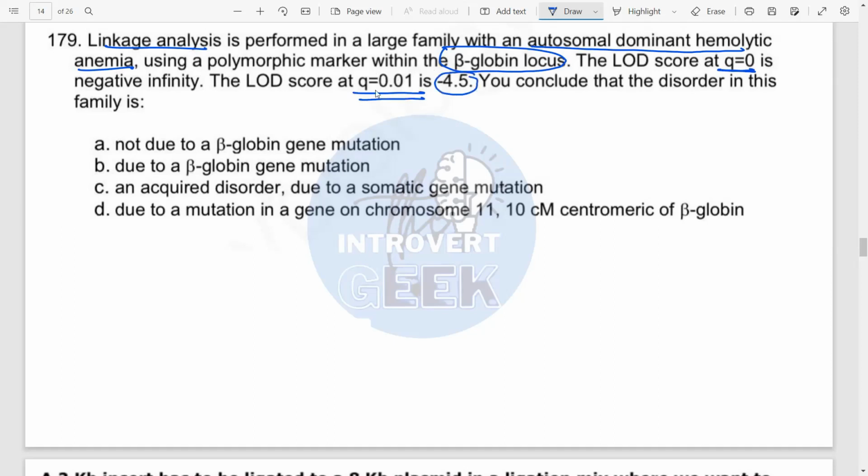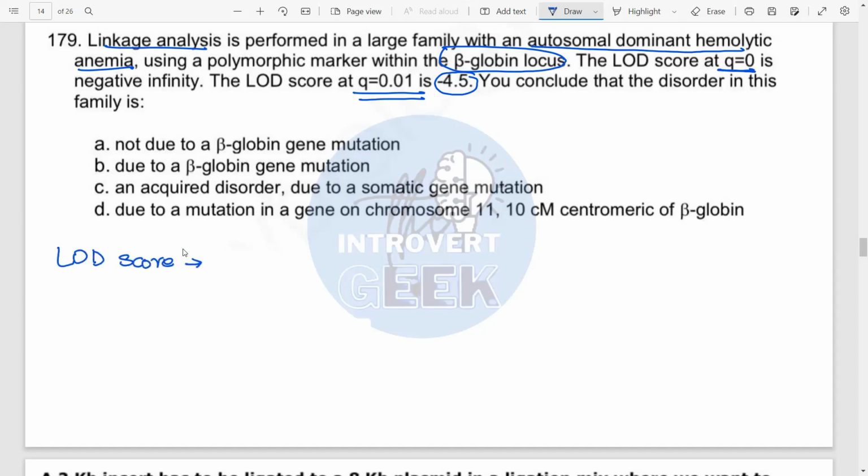Now, basically, what is this Q? Q is actually one of the arms of the chromosome, right? So this specifies the position. At that position, the LOD score is minus 4.5. They're asking you to conclude something about the disorder: whether the disorder is because of a gene mutation or not, or is it an acquired syndrome or not? To understand anything about this, you need to understand the LOD score.